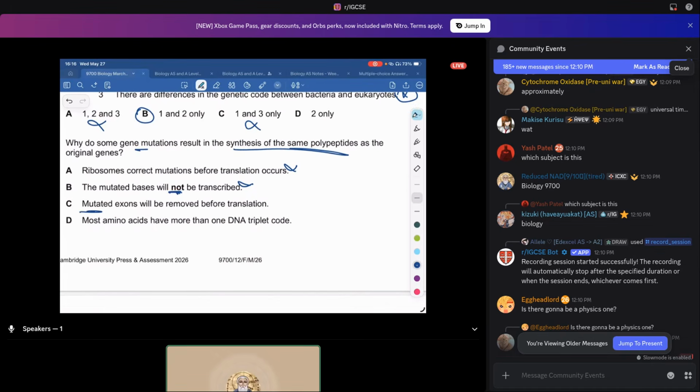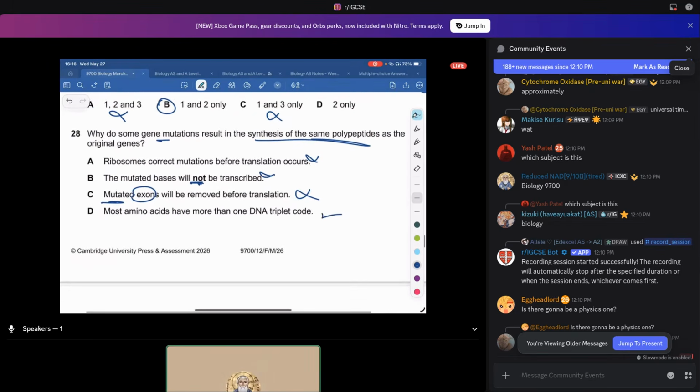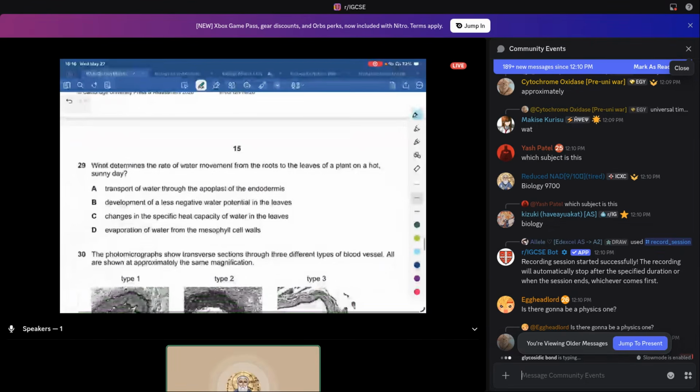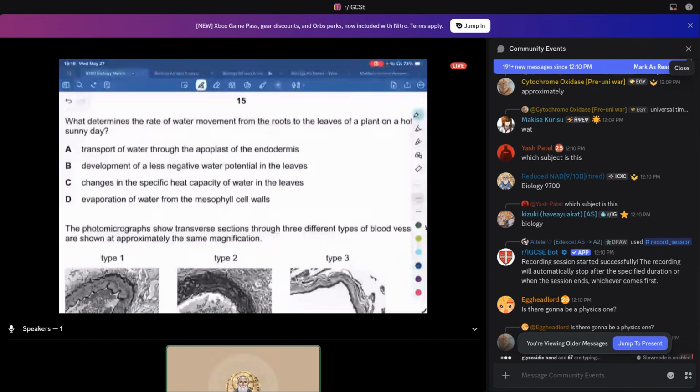Mutated exons will not be transcribed, nothing stopping them. Mutated exon will be removed. Exons are not removed. Introns are removed. This is also wrong. Most amino acids have more than one DNA triplet code. That's correct. That means that if there is such a subtle mutation, which we call a silent mutation, there is no change. What determines the rate of water movement from the roots to the leaves of a plant?